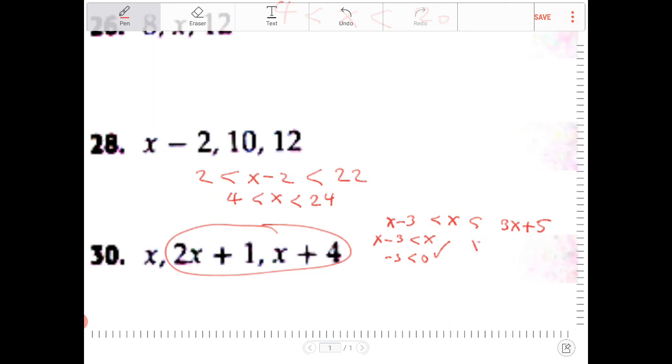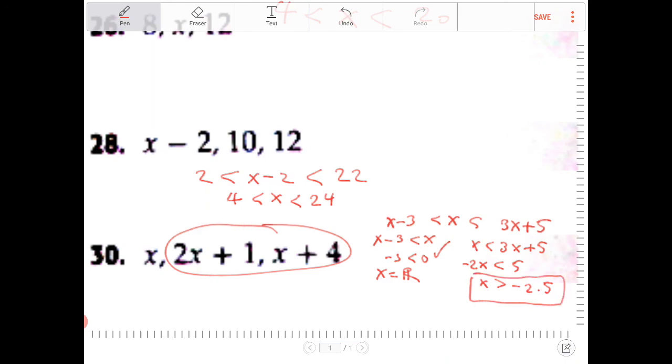However, I still have this side I need to do. If I subtract 3x from both sides, I end up with negative 2x is less than 5. Divided by negative 2, I then have to flip the inequality symbol. x has to be greater than negative 2.5, or negative 5 halves, right? So here, x being any real number will work. Here, x must be greater than negative 2.5.